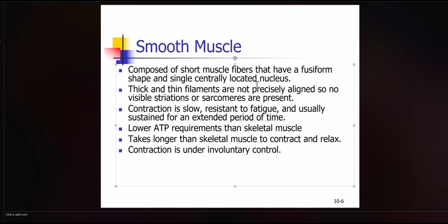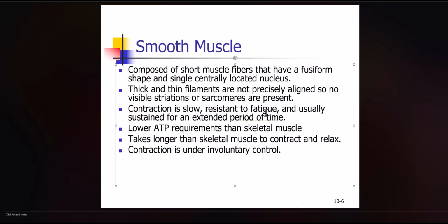Yes, they still have thin and thick filaments, but they're not aligned in sarcomere arrangements. Therefore, we do not see striations. Smooth muscle contracts more slowly. It is resistant to fatigue. This is the kind of muscle that just keeps on going. This is the tortoise and the hare. The tortoise just keeps on going. That's a good analogy for smooth muscle.